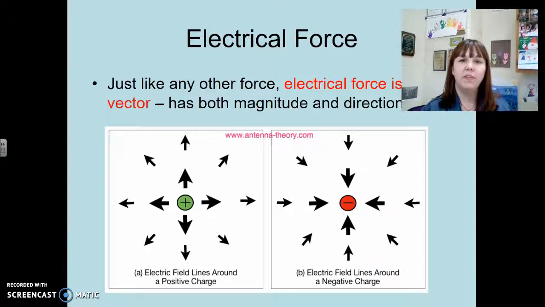And so when you look at these field lines, you can kind of start to see, looking at the direction of those field lines, why opposites attract. Positive is pushing out and the negative is pulling in. So those will attract each other. But if you have two positives or two negatives, they're going to be pushing against each other and you'll have that repelling motion.